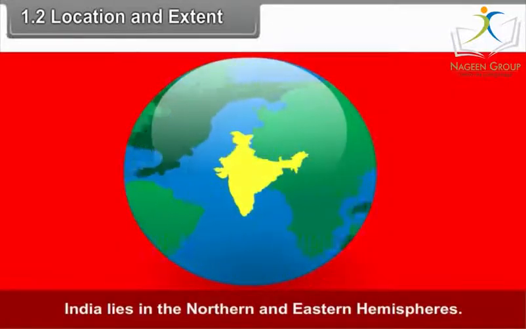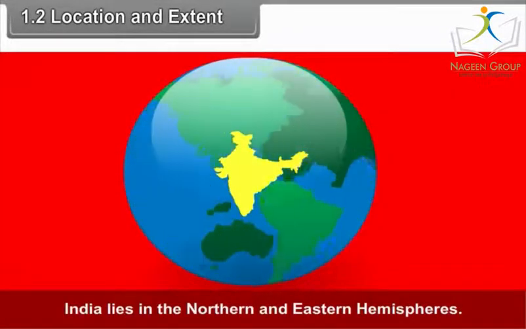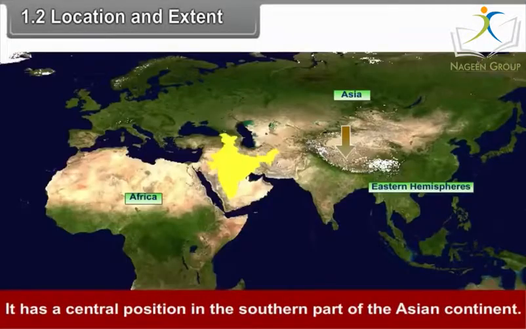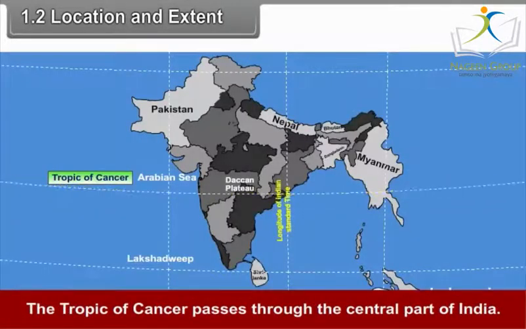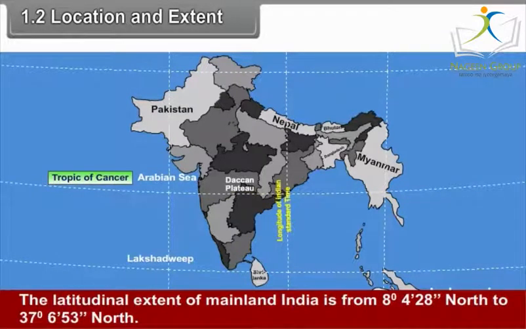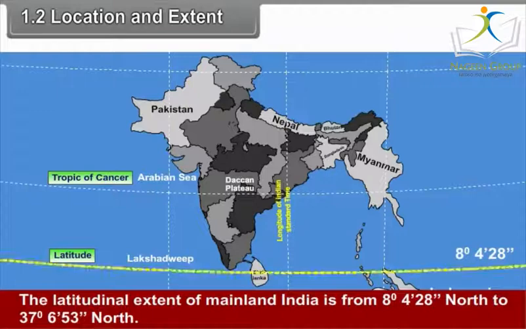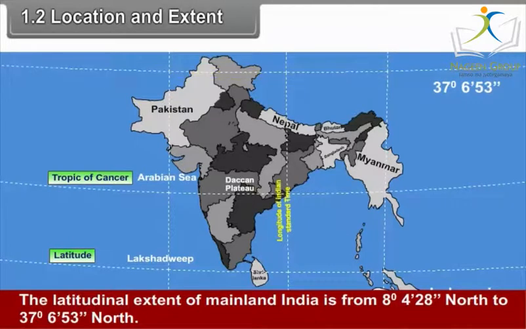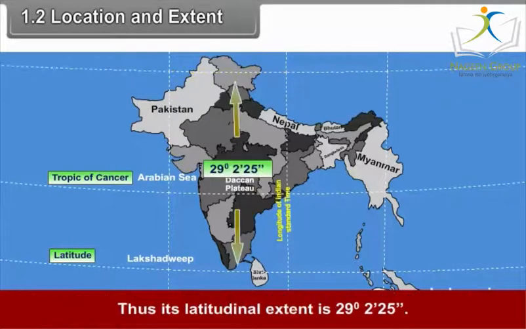1.2 Location and Extent. India lies in the northern and eastern hemispheres. It has a central position in the southern part of the ancient continent. The Tropic of Cancer passes through the central part of India. The latitudinal extent of mainland India is from 8 degrees 4 minutes 28 seconds north to 37 degrees 6 minutes 53 seconds north. Thus its latitudinal extent is 29 degrees 2 minutes 25 seconds.